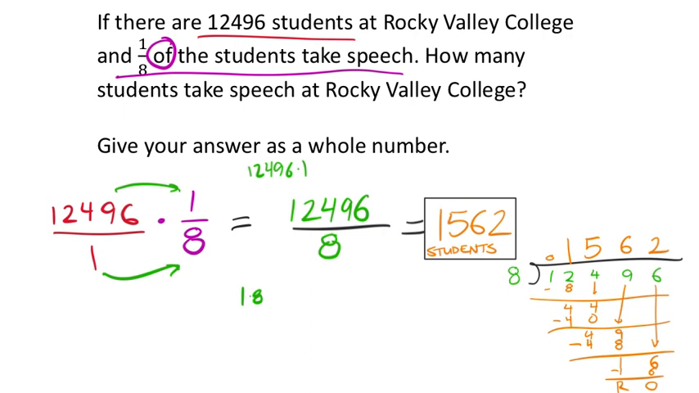Okay, and so if you were like, I'm just going to use guess and test, you use division on this, you're going to flip this into 8/1, and then you're going to end up with almost 100,000 students. Okay, now you can't have more students that are taking speech than students that are actually at the college.